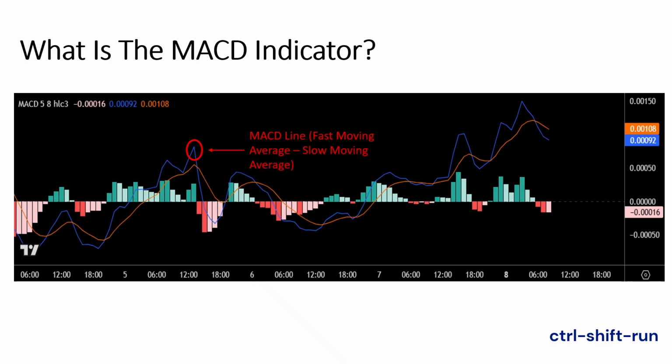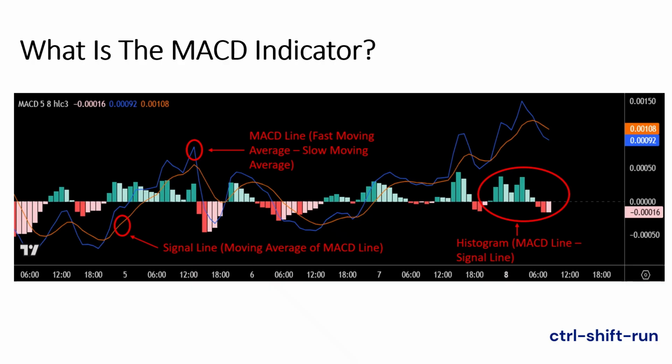First, there is the MACD line. This is calculated by subtracting a longer-term moving average from a shorter-term moving average. This is the blue line in the chart. Next, we have the signal line. This is a moving average of the MACD line. In this chart, it is the orange line and you can see that it is smoother than the MACD line.